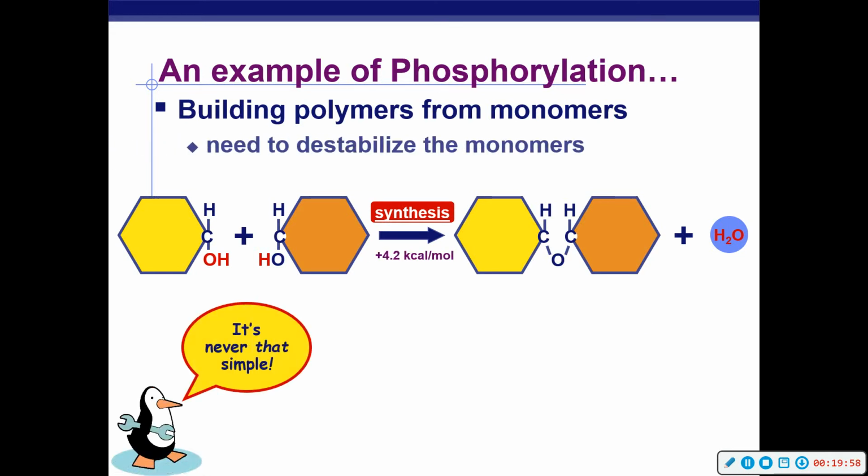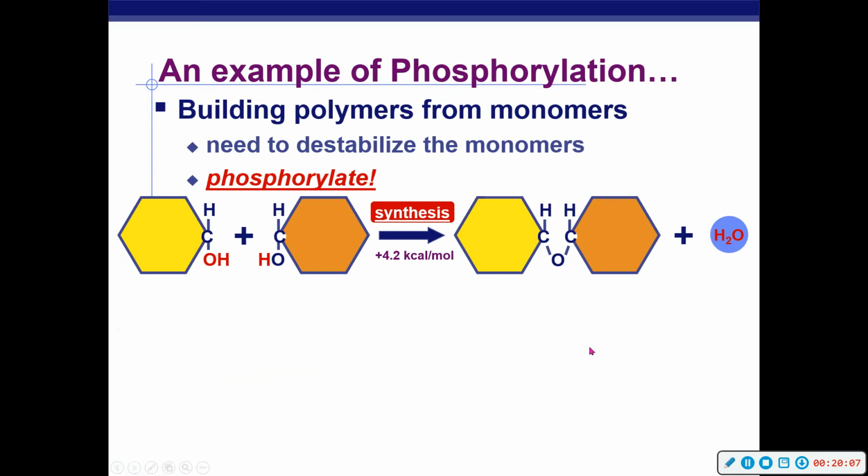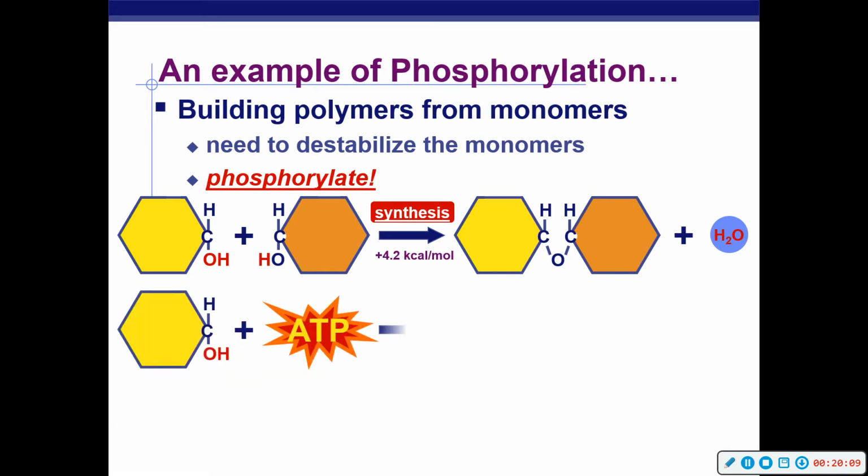But it's never that simple. We need to destabilize the monomers first. We do that by phosphorylating them. Who's going to phosphorylate them? Well, of course, ATP will.